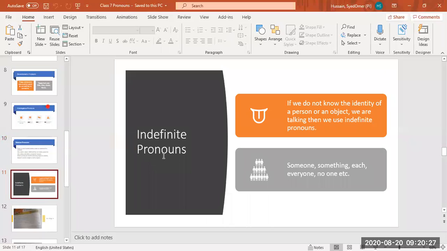Indefinite pronouns. If we are not sure about the identity of an object, we use indefinite pronouns like somebody, someone, something. Okay, these are all indefinite pronouns.